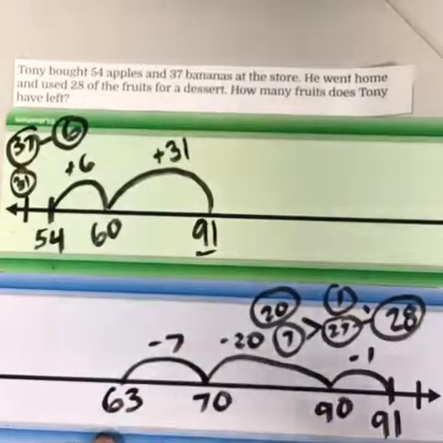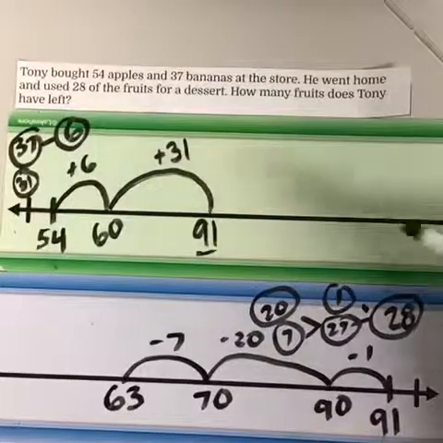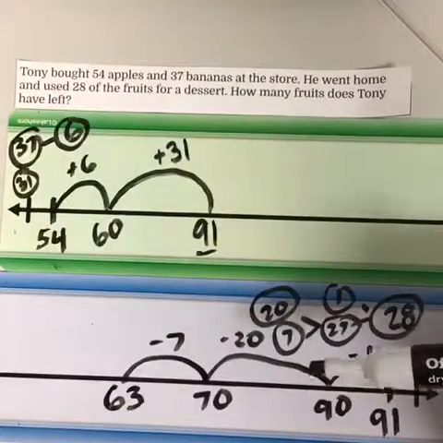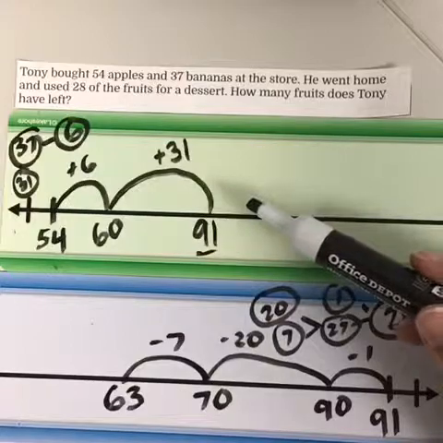So using this number line to represent both parts of this multi-step problem, they were able to show addition on the number line as well as subtraction.